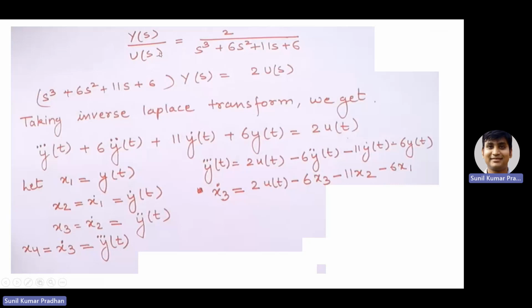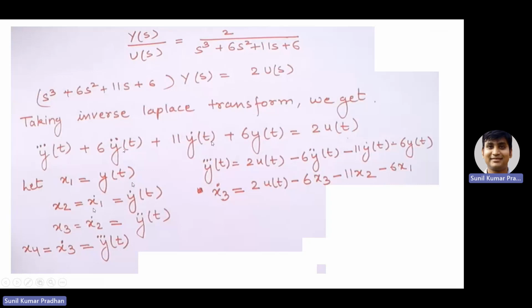Now we have to do the same thing that we did in the last example. We have to cross multiply this transfer function, and if you cross multiply, it will be y triple dot t plus 6 y double dot t plus 11 y dot t plus 6 y t is equal to 2 u t.